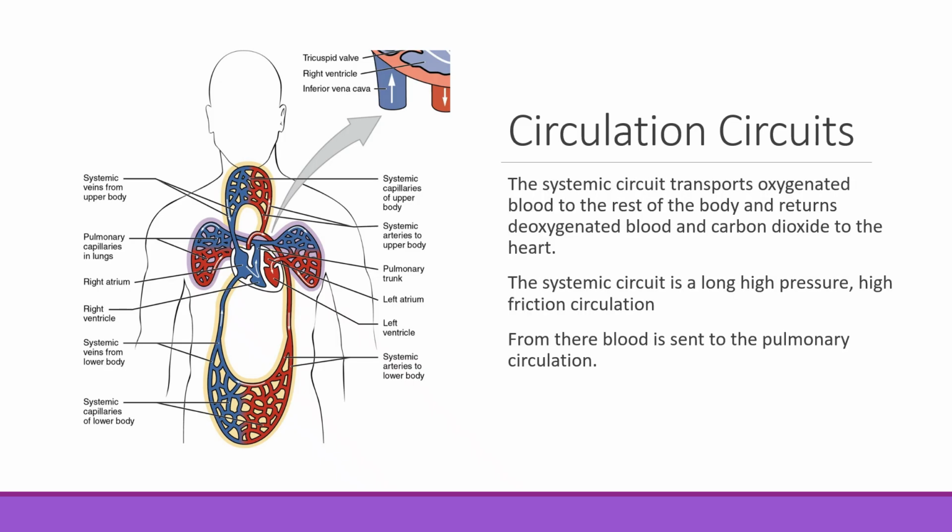The systemic circuit is going to transport the oxygenated blood out to the rest of the body and then return the deoxygenated blood and the carbon dioxide to the heart, which is going to take it over to the lungs, which is going to get rid of that and reoxygenate it and bring it back in. The systemic circuit is a long, high pressure, high friction circuit because it's got to go all the way out to all of the parts of your body, including all the way down to your little toe, which is the furthest it possibly could have to go. From there, blood is going to be sent to the pulmonary circulation, as we've talked about.